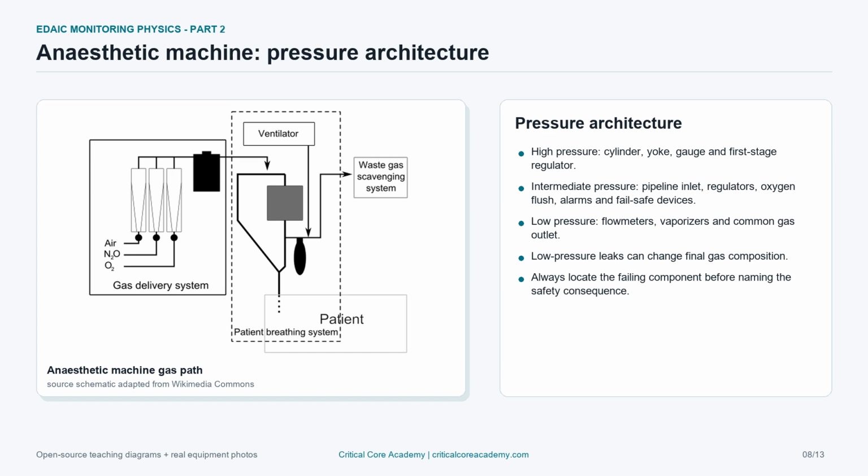The low-pressure system begins downstream of the flow control valves. It includes flowmeters, vaporizers, the mixing chamber, and the common gas outlet. This is the most leak-prone region because pressure is low, and small leaks may change the final gas mixture. In the exam, always ask, is the problem upstream supply, pressure regulation, or final gas delivery?